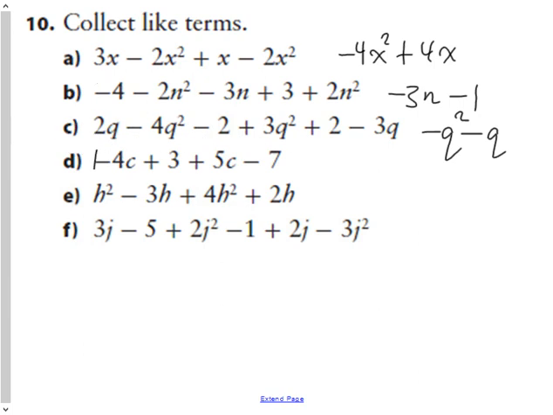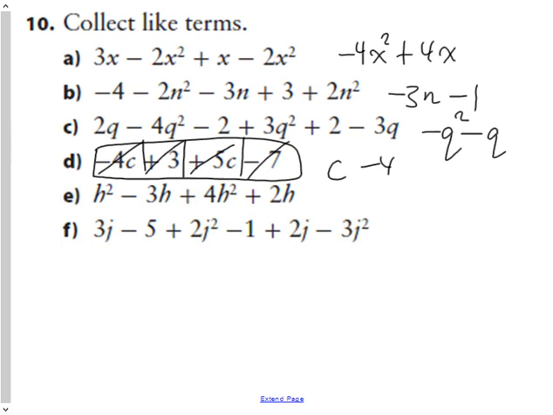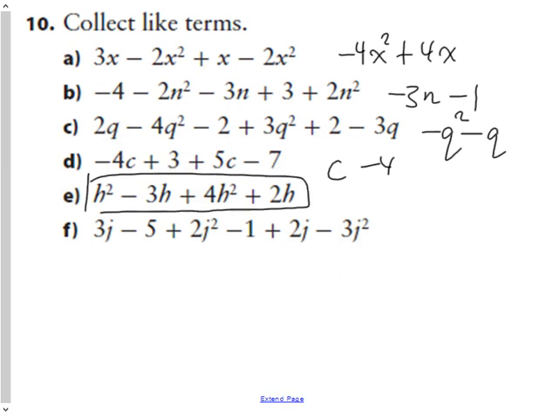D is a 4-term expression. 5c and negative 4c make a c. Positive 3 and negative 7 make a negative 4. So my answer for D is c minus 4. In E, I have 4 terms. A positive h squared and a positive 4h squared is a 5h squared. Don't need the positive symbol. Negative 3h and a positive 2h is a negative h, or negative 1h, which is just negative h.